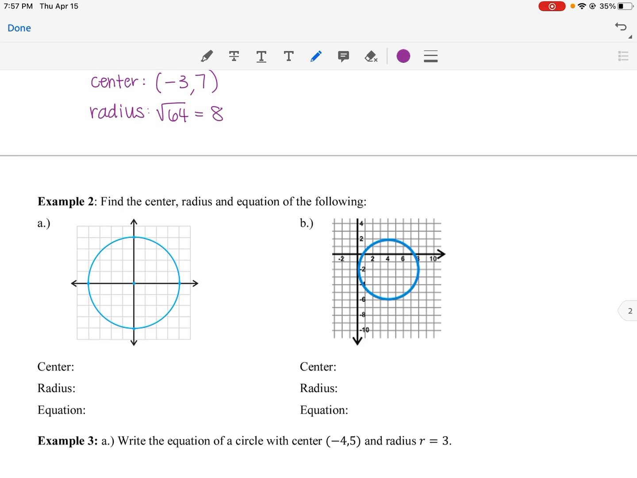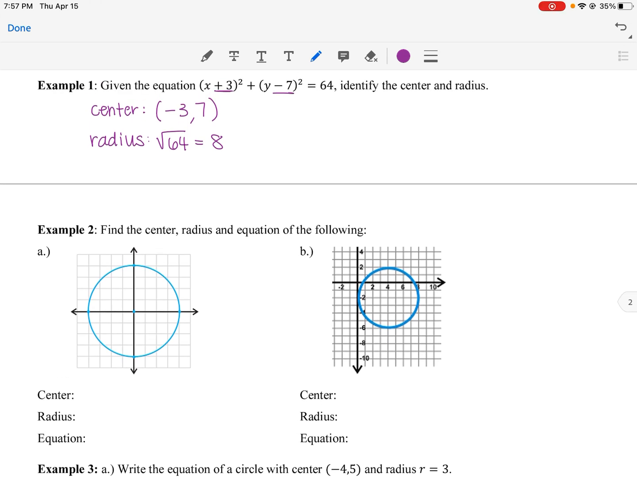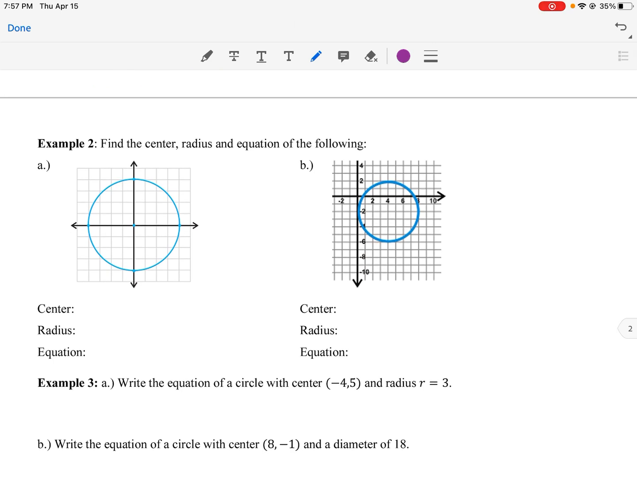Okay, I'm now going to go ahead and give you some graphs. We're going to decide what the equation of the circle is. So let's find the center, the radius, and then the equation. The center on this one's marked for us. It's at the origin here, so it's at 0, 0. Your radius, if you count out, you have 1, 2, 3, 4. So it's got a radius of 4.